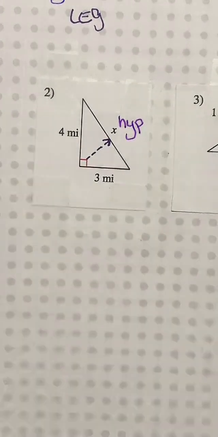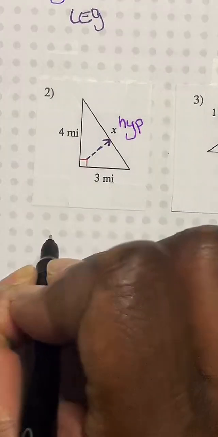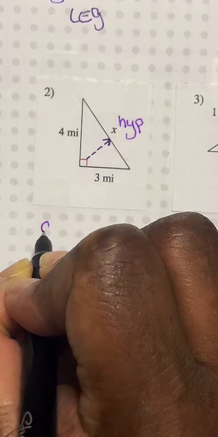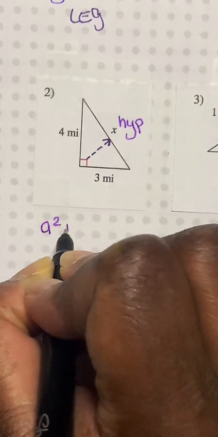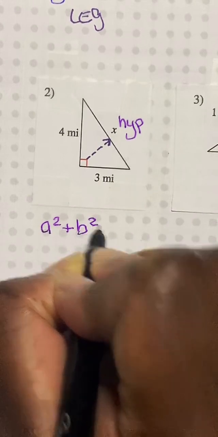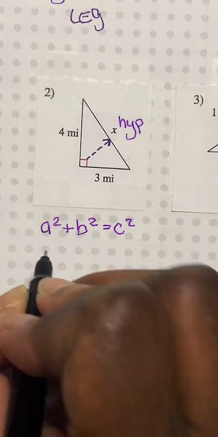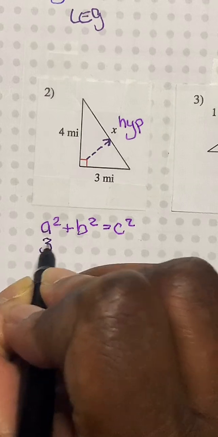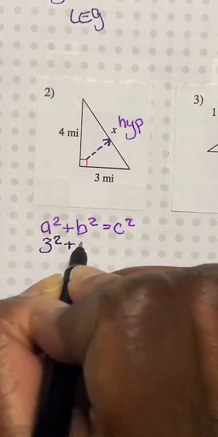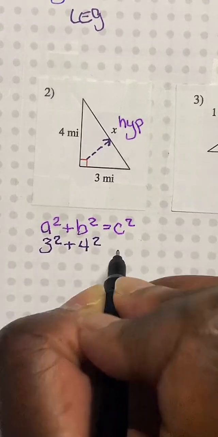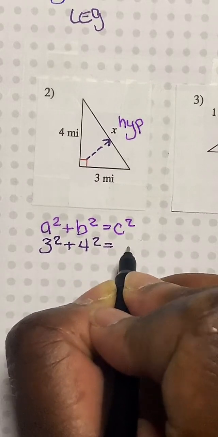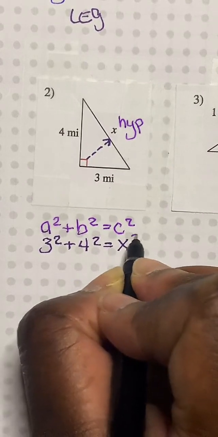So those legs are interchangeable. So if you want, you can have your a squared plus b squared equals c squared. So if you want to, you can say, all right, I got 3 squared plus 4 squared equals our unknown side squared.